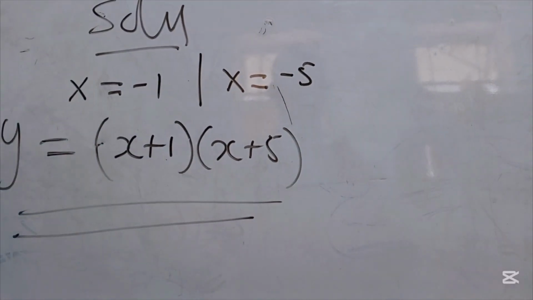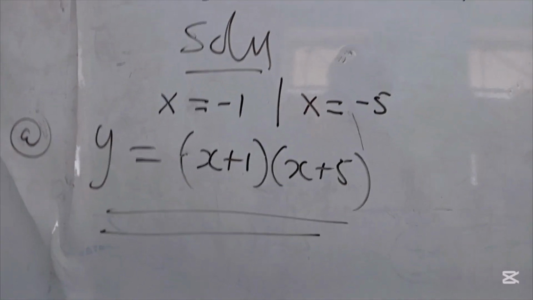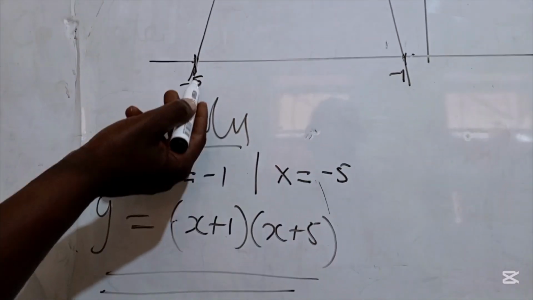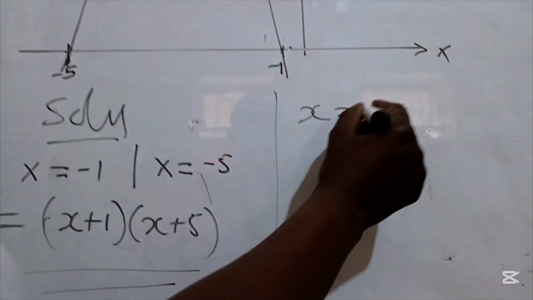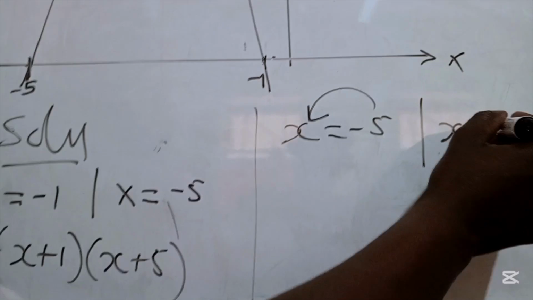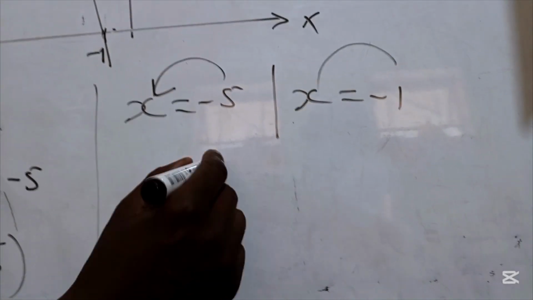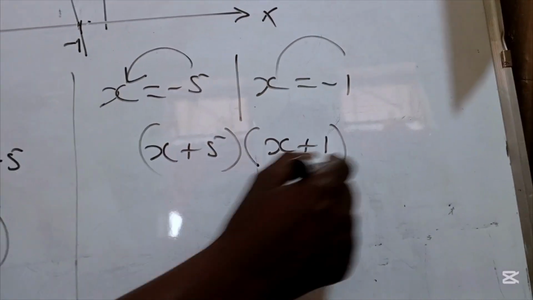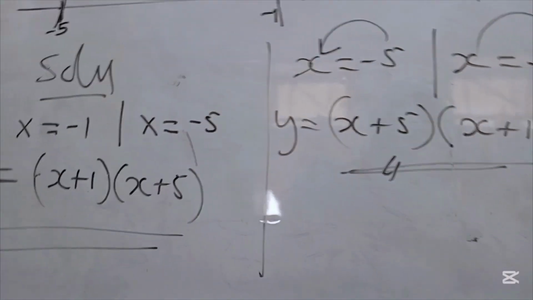So this is the first question, and this is our A. I hope I have made myself clear. So how do we come up with the equation? If x is equal to negative 5, this 5 crosses the equal sign. And the other one, if x is equal to negative 1, this 1 crosses the equal sign. Immediately it crosses the equal sign, they are put in brackets. You introduce the brackets, and then you introduce the y. It means you have come up with an equation. I hope viewers will have understood that one.